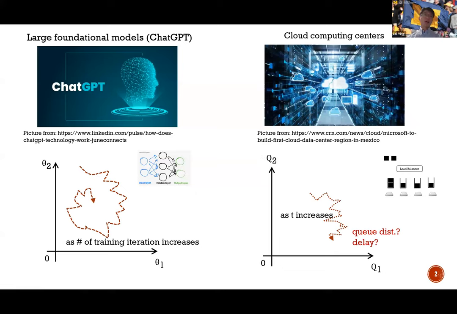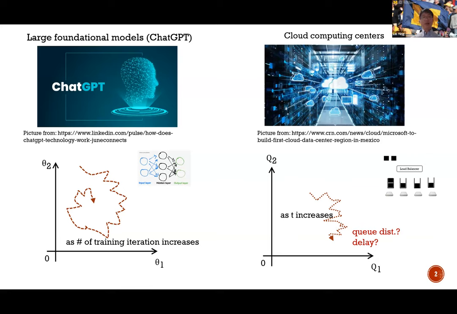So let me start with why we are interested in large-scale stochastic systems. The reason is it's everywhere, right? If we look at large-scale foundational models, we can see these models have billions of parameters. And these models are usually trained with a huge amount of data. Because the data is so large, we cannot take all the data at once to train the algorithm. So what usually happens is you take a small subset of data, you run a stochastic gradient algorithm, and then you run many, many iterations, then the algorithm eventually will converge, the parameters will converge, right?